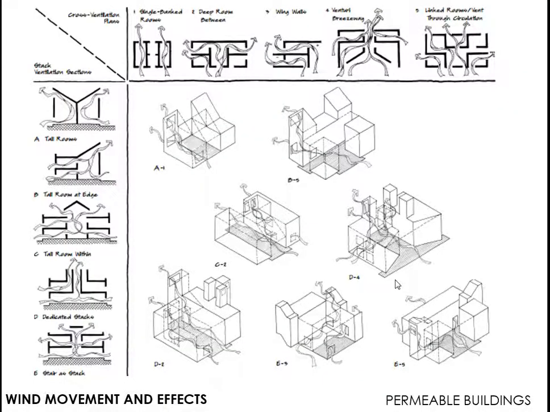So the combination of both the stack effect and the cross ventilation is called permeable buildings. The new concept is using cross ventilation, that is, you have openings on opposite sides, and the openings of the windows are called cross ventilation, and openings on top are called stack ventilation. If you combine these two techniques, cross ventilation and stack ventilation, it is called permeable buildings.